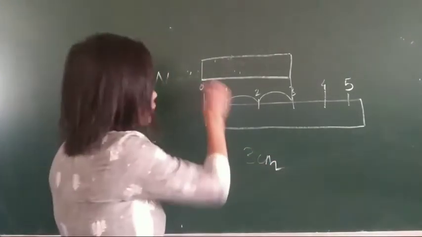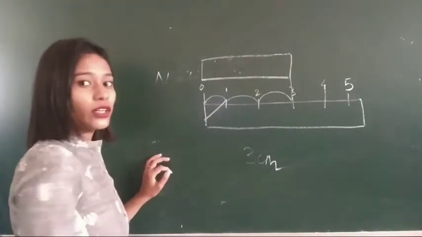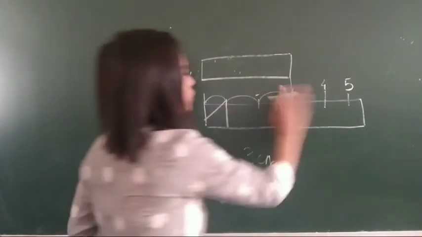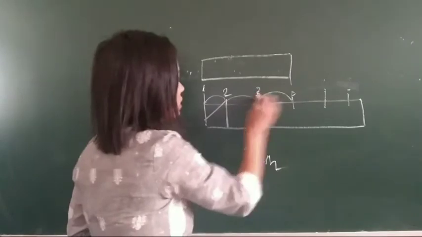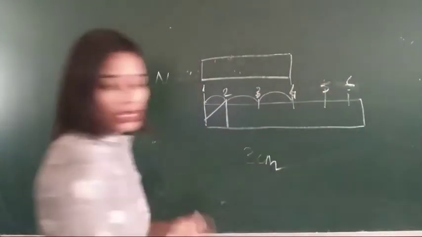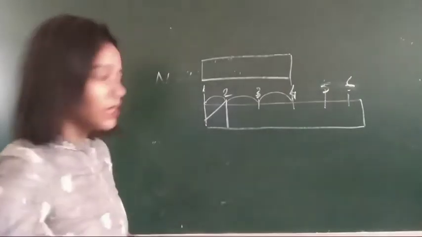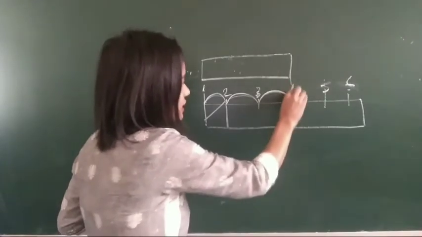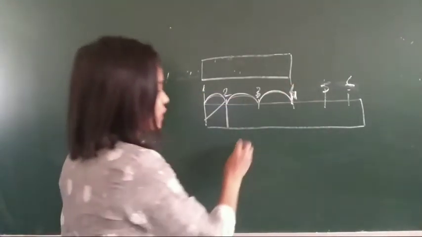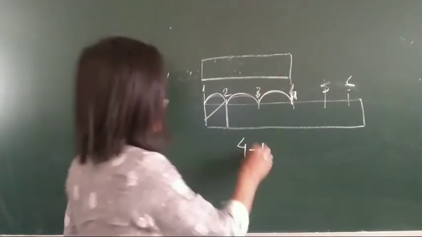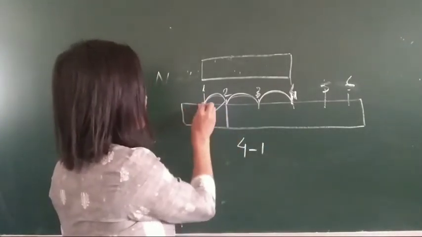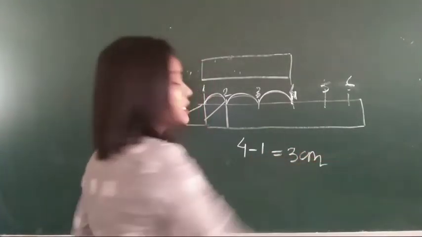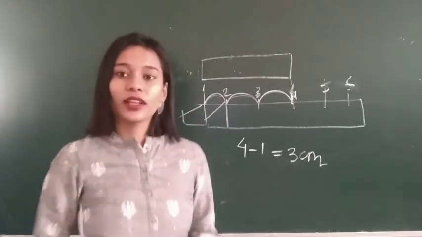Now, if the zero part of your scale is broken, what will you do? You will measure from 1. So if you measure from 1, you get 1, 2, 3, 4, 5, 6. How much will you get? You will count 1, 2, 3 here, but here the number is written as 4. So in this case, what we have to do is 4 minus 1, the part which was broken. Suppose this part is broken from here. So this 1 we will subtract, and again you will get the correct answer, that is 3 centimeter. Is it clear?